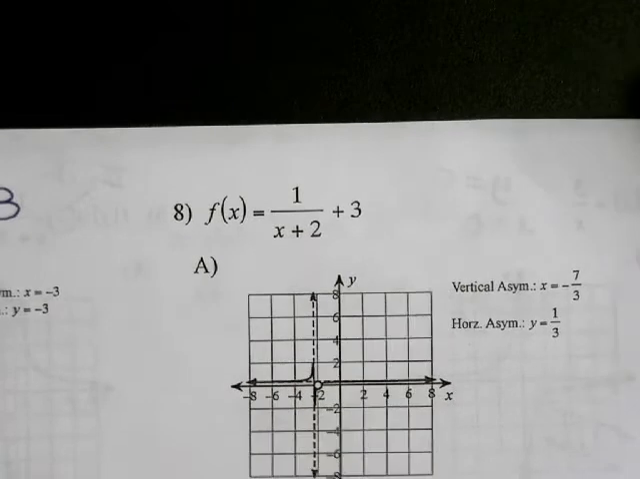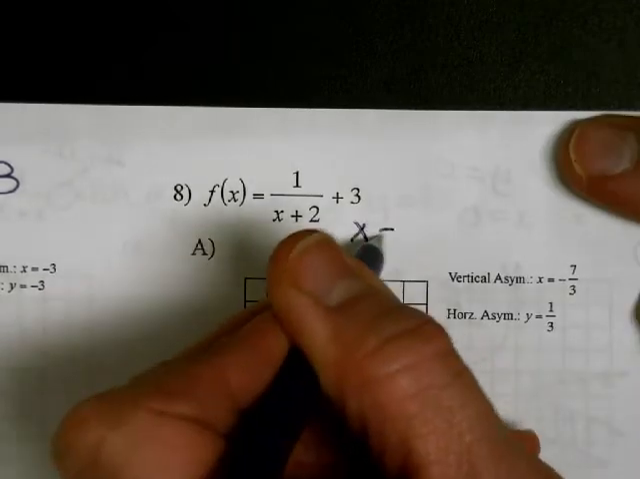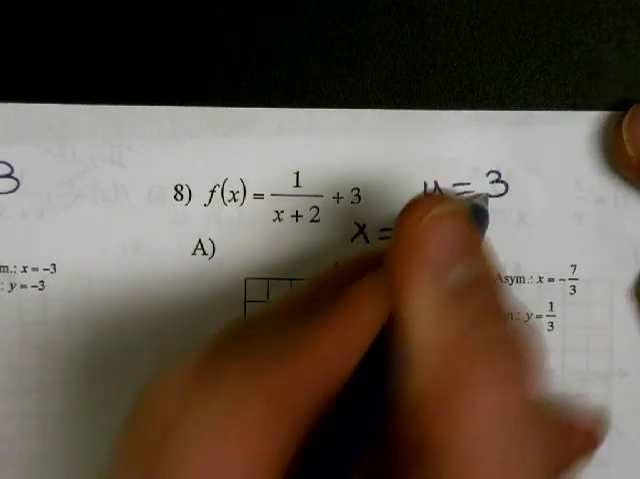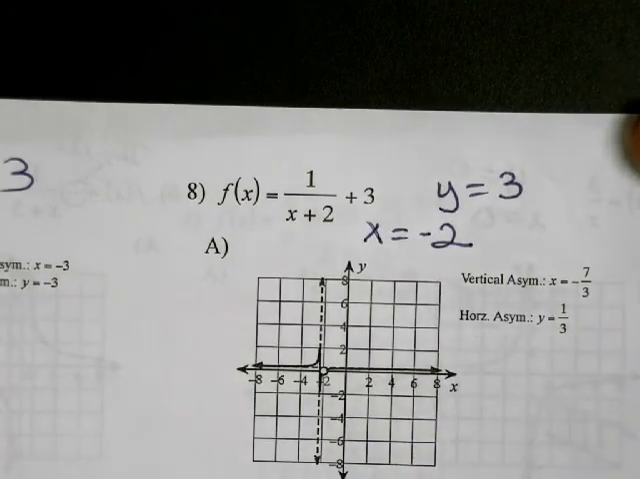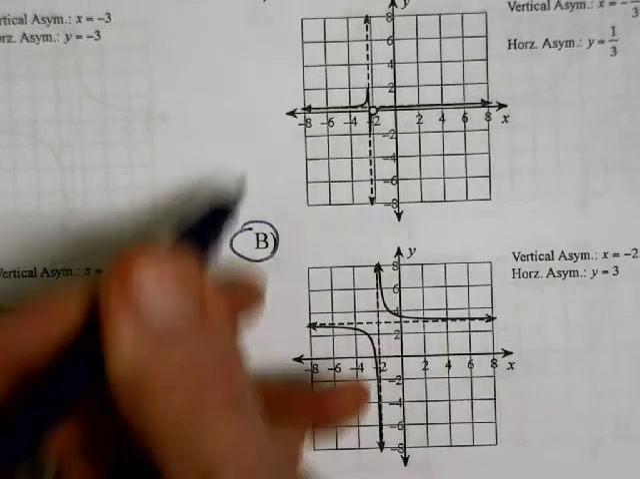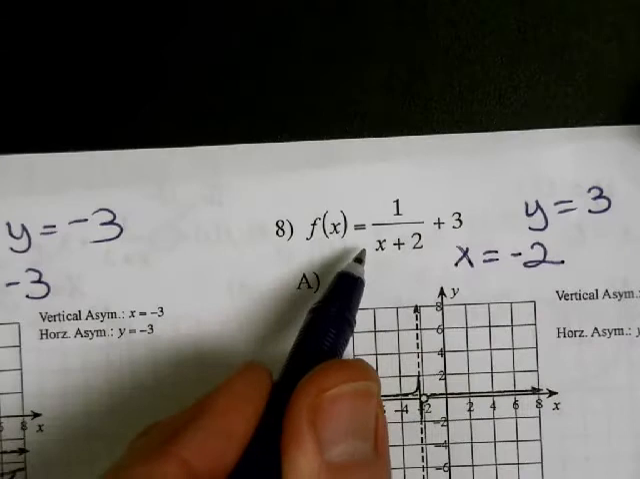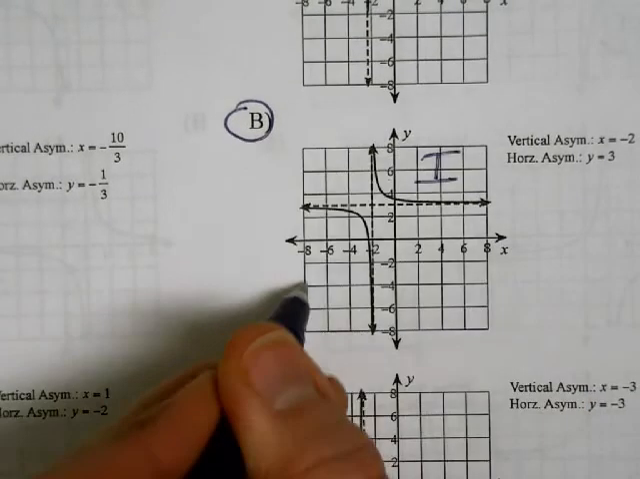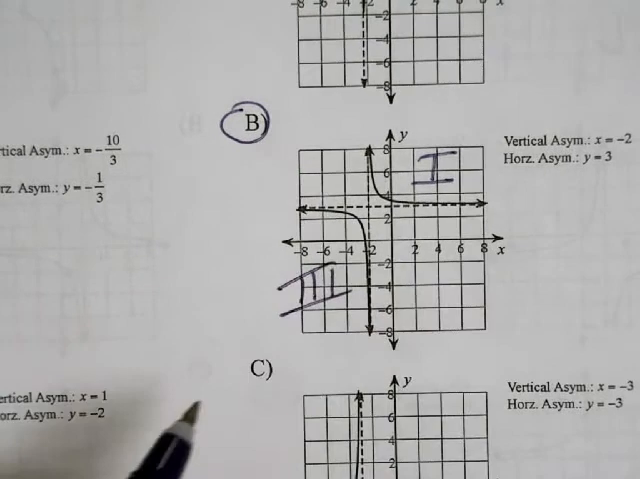And you can look at the other ones and see why they're not. Here is x equals negative 2. Don't forget to change the sign, but y stays the same sign. And looks like it's B. No reflection on the equation, so no flipping of the curves. 1 and 3.